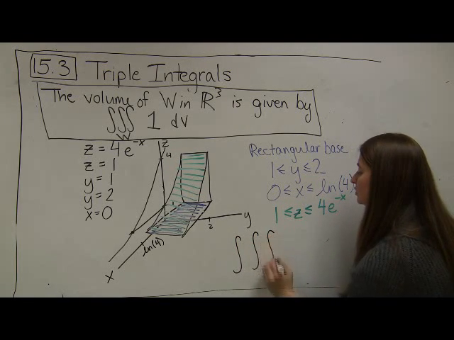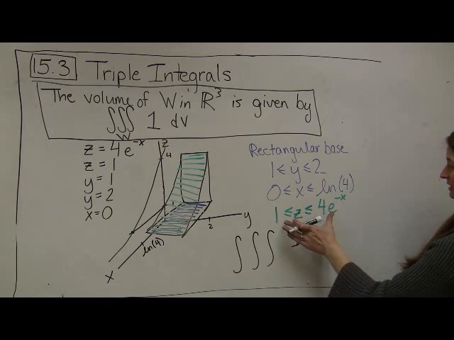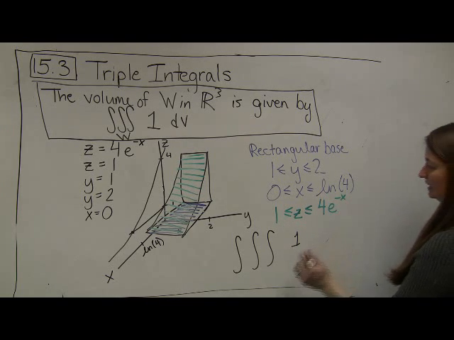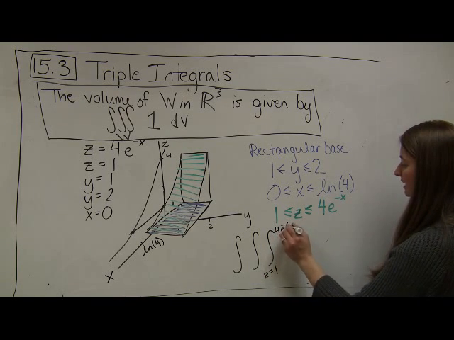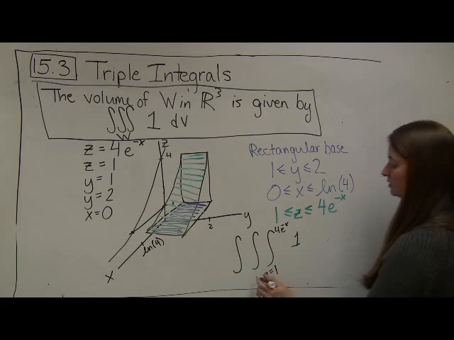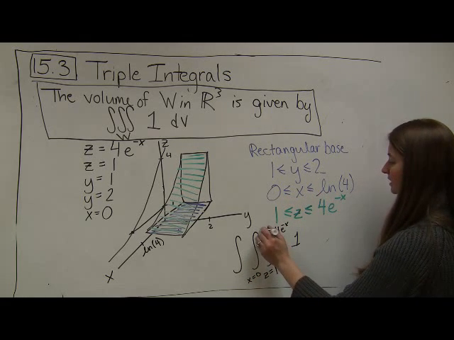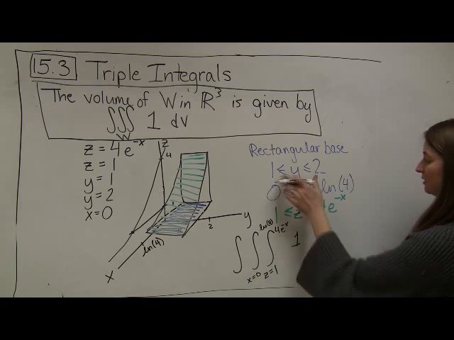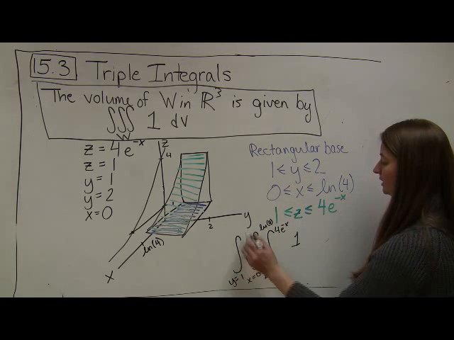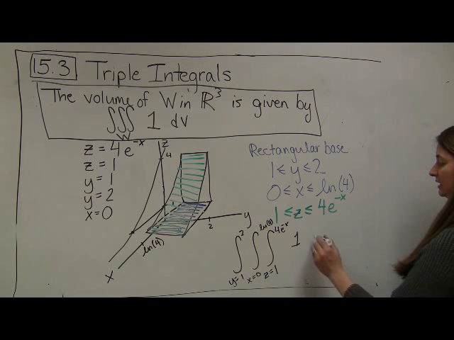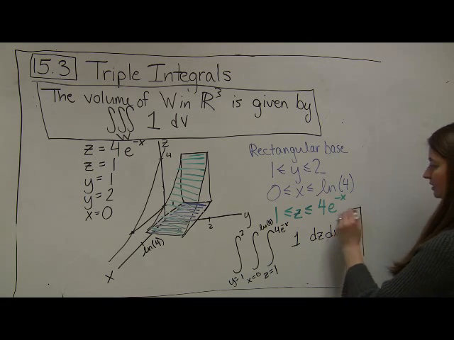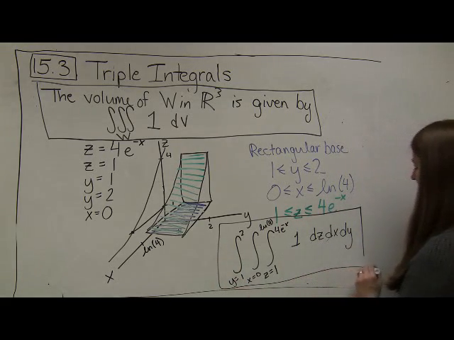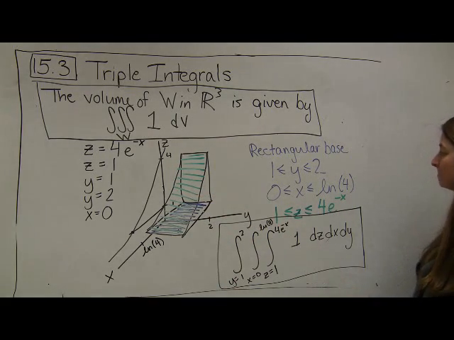So in this case, it's going to be a triple integral over 1. The z variable goes on the inside because it has an x in the term. So my z's go from 1 to 4e to the negative x. My x values go from 0 to the natural log of 4. And my y values go from 1 to 2. I'm integrating with respect to z first, then x, and then y. This triple integral expression is exactly the volume of this skateboard ramp.